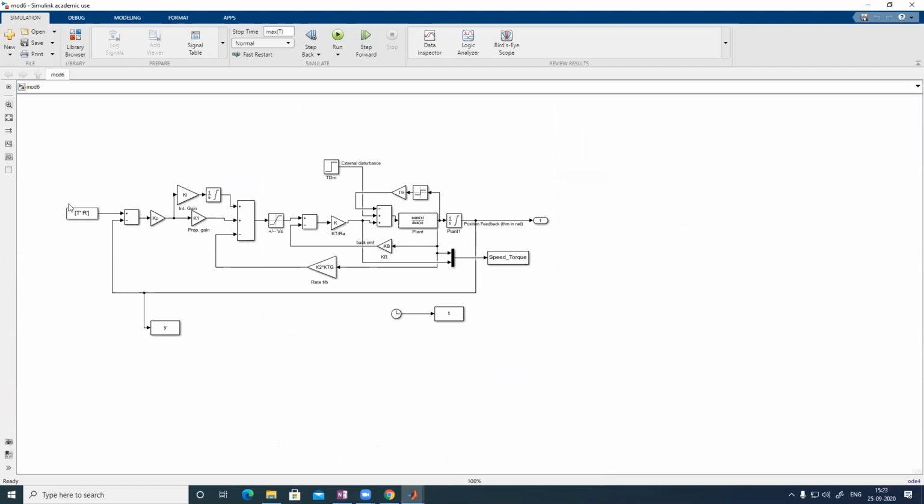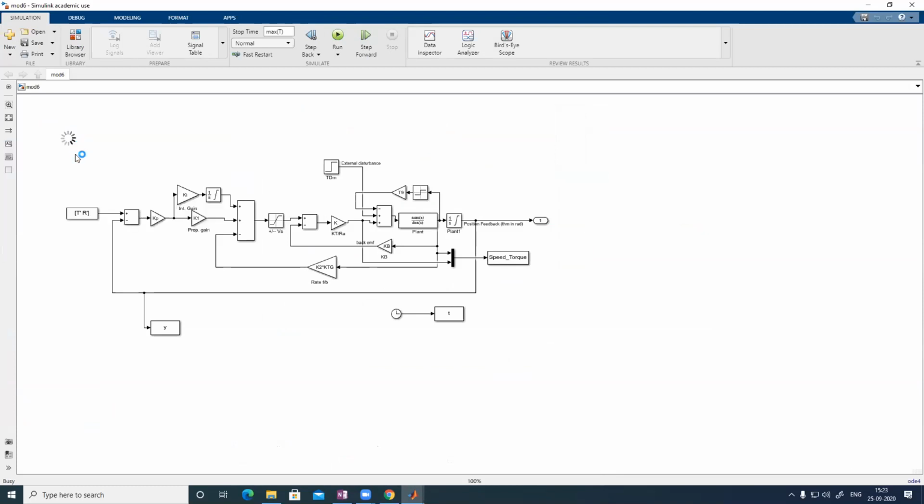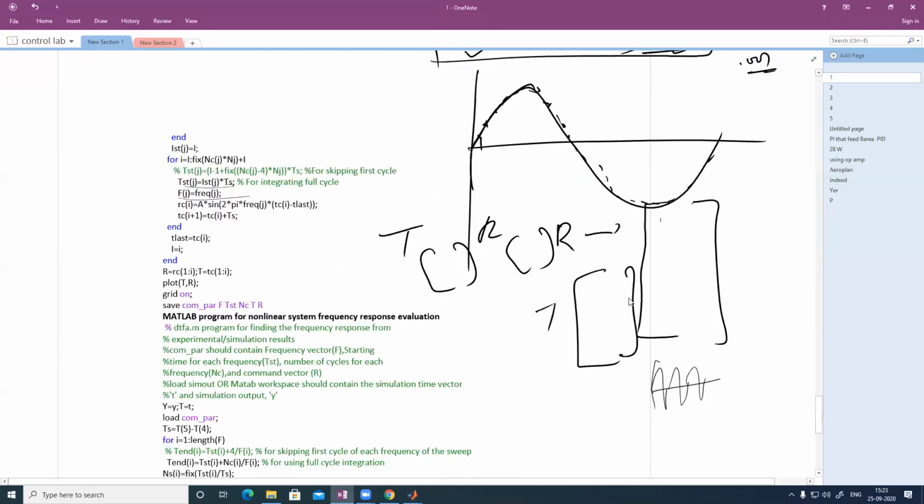Earlier I was using the model; now I am changing it to the from workspace option. In that you have to choose t dash and r dash, that is the transpose of time and the sinusoidal wave value. So you are giving a sine wave like this. Each value you will get is applied into the system you modeled, and that system also works with 0.001 as the time period.